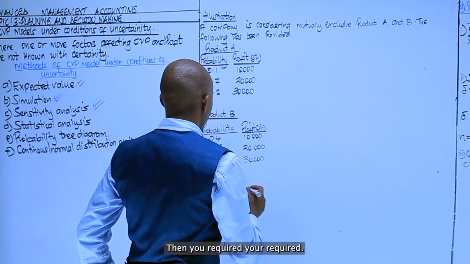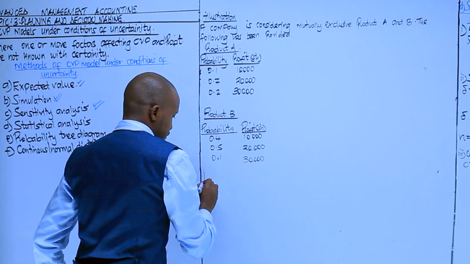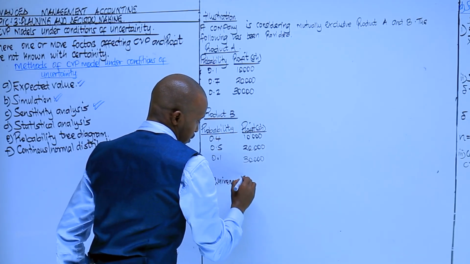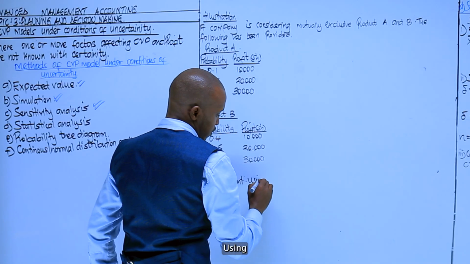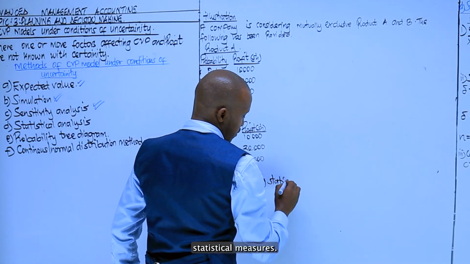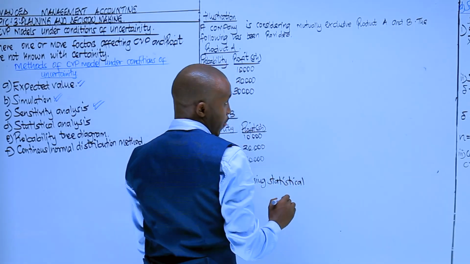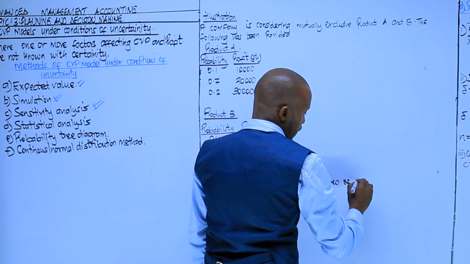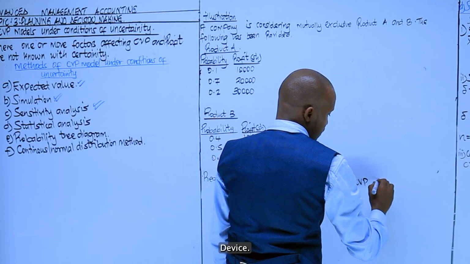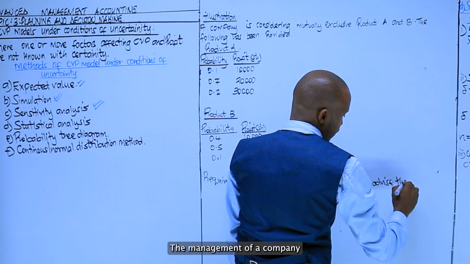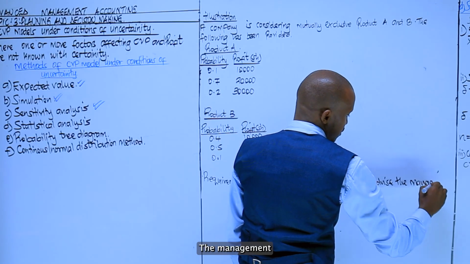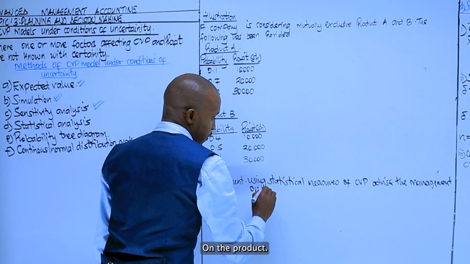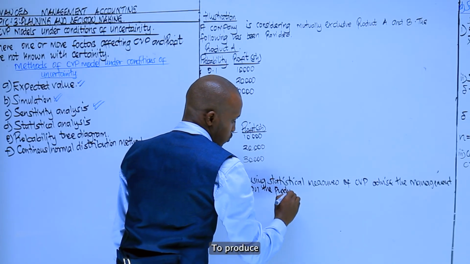Then the requirement here: using statistical measures of CVP, advise the management of the company on the product to produce.